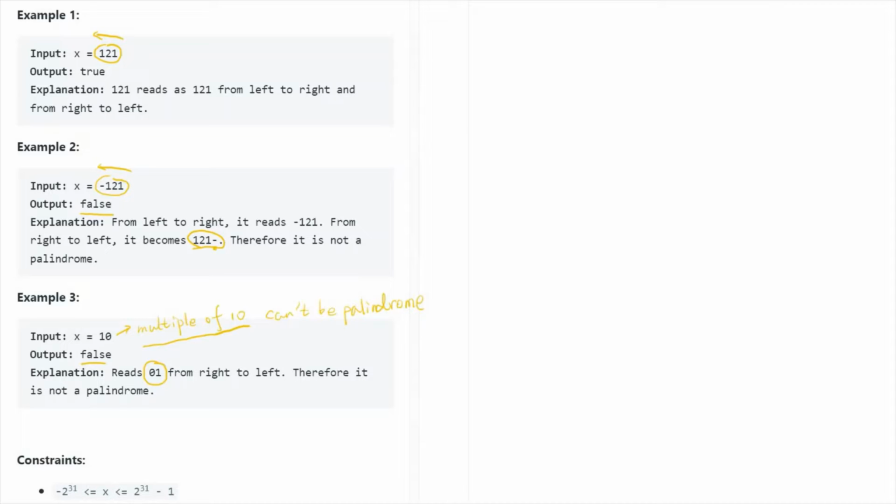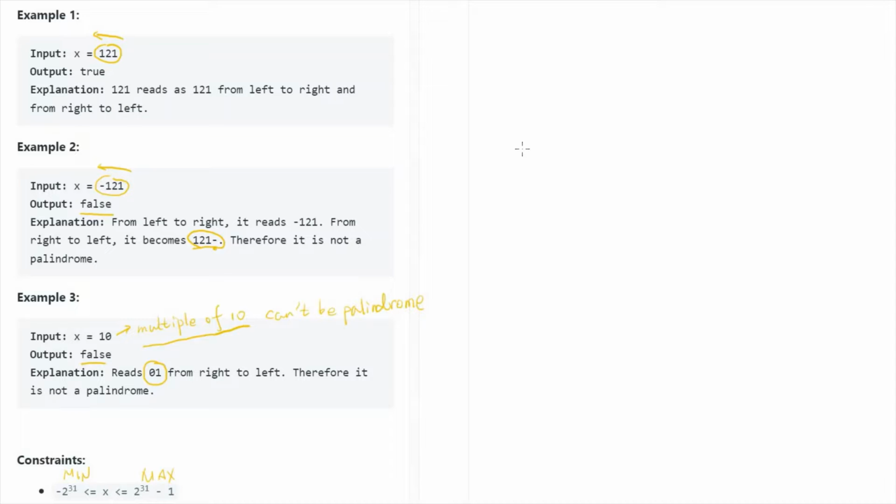And the last, we have a constraint here. The input for our problem is in the range of negative 2 to the 31st power to 2 to the 31st power minus 1. This is equivalent to the minimum integer and the maximum number in Java.